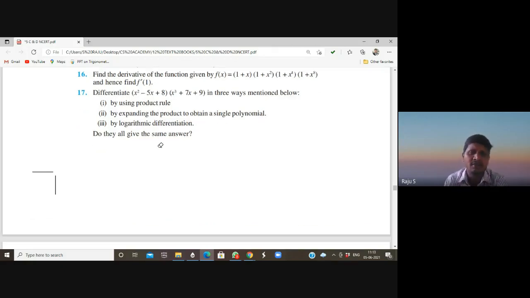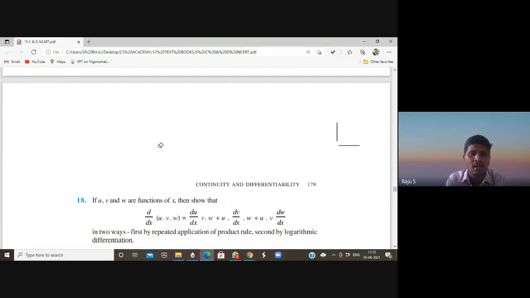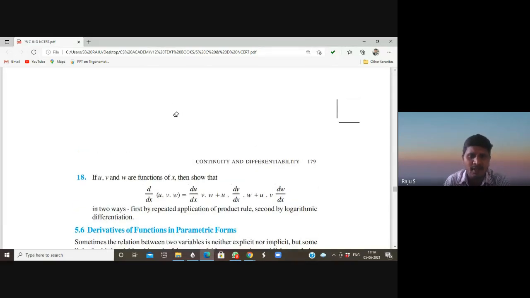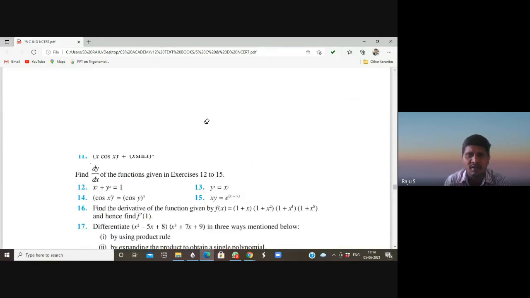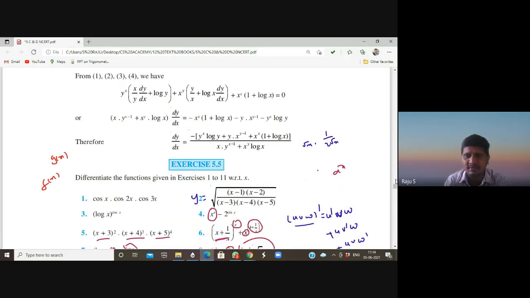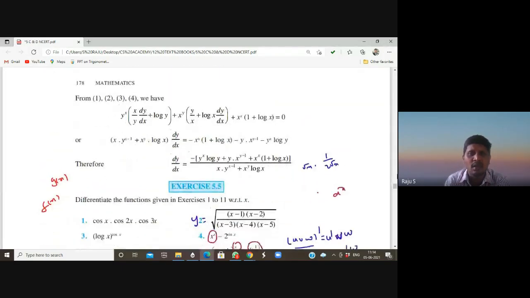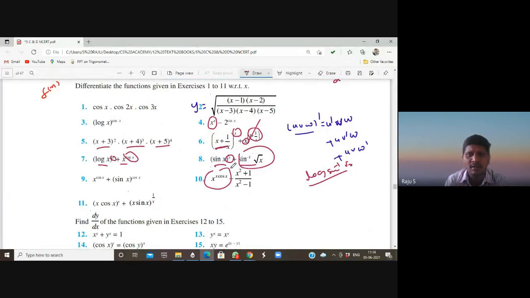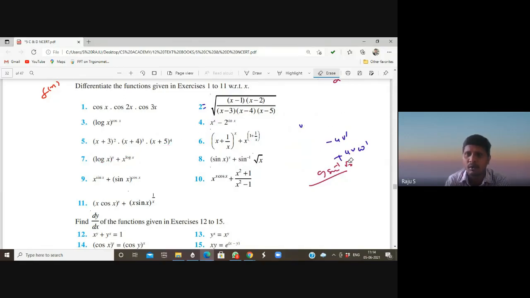Anyhow, we'll solve all the problems. We'll do very well, step by step. I can explain you very clearly. This exercise belongs to logarithmic differentiation. Looking at the given question itself, we have to say whether we can apply logarithmic differentiation, or else the substitution method, or product rule or division rule, like that. You will be able to know that.